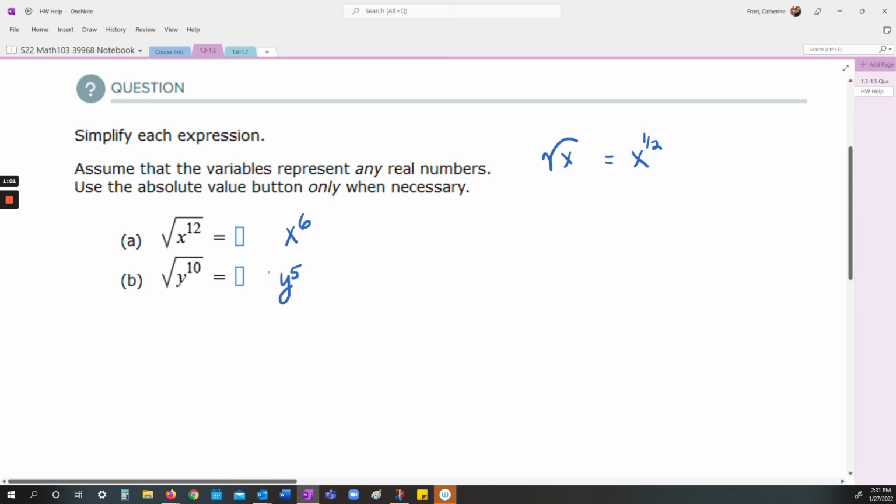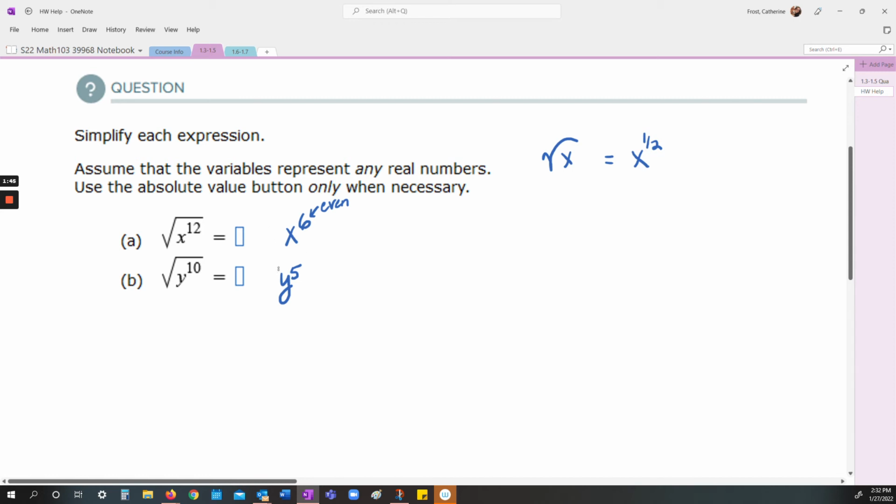Now, if you've tried this topic, you know sometimes it seems like you need absolute values, sometimes you don't. It says use the absolute value button only when necessary. Okay, so here's how you tell. If you end up, after you've taken the square root and divided your exponent by 2, with an even exponent in the answer, then you do not need absolute values. Because if you plug anything in for x and raise it to the 6th power, or an even exponent, you're always going to get a positive value. X to the 6th is always going to be positive, so absolute values are redundant.